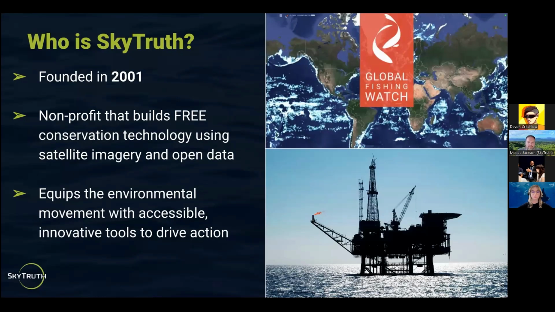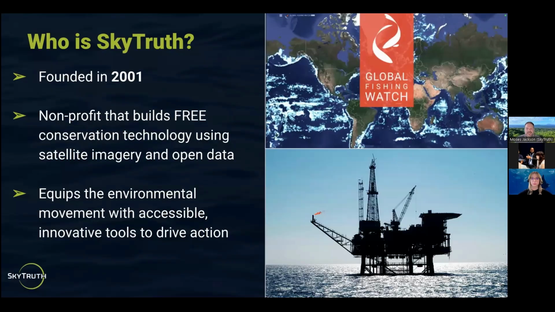So, who is SkyTruth? Who are you talking to here today? Well, we're a conservation technology nonprofit organization, founded in 2001, and we're headquartered in the United States, but our work is global in scope. We specialize in using satellite imagery and open data to make environmental change and environmental impacts visible, measurable, and actionable. One of the main ways we do this is by creating free, publicly available tools and platforms that can equip the conservation community and the environmental movement to really catalyze action on key environmental issues.